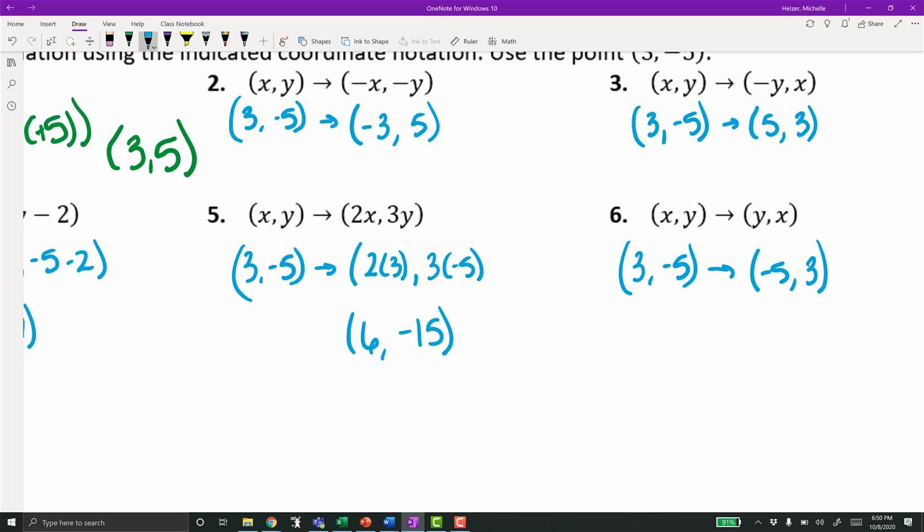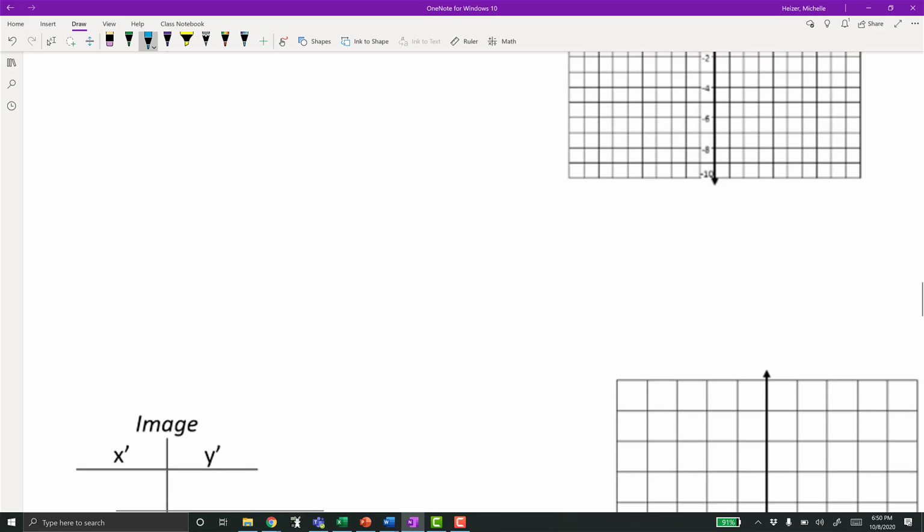So those are how rules work. What we're going to do is look at what some of these rules do though, okay? Because each one of these rules actually does something very specific and unique to the transformation or to our pre-image. So we're going to look at how that kind of works in this next section.